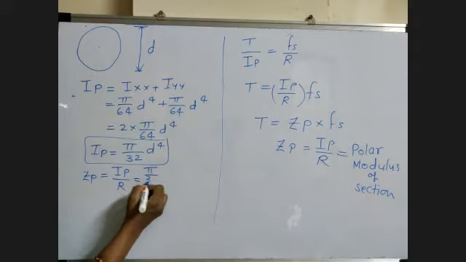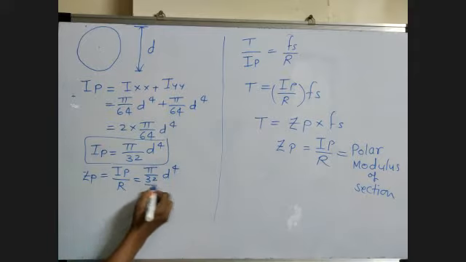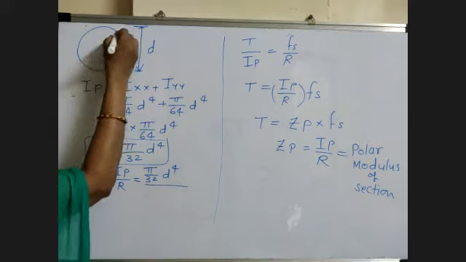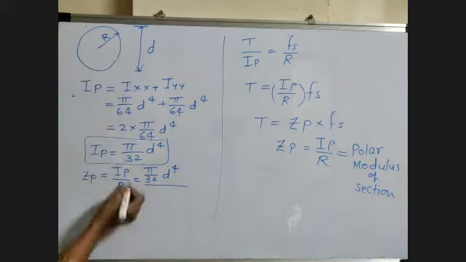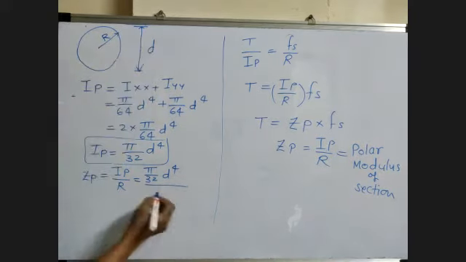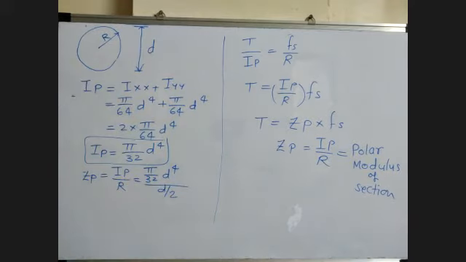That is pi by 32 d raised to 4. Now what about r? R is nothing but this radius. So instead of r, can we write in terms of d? That is d by 2. Instead of R, what can we write? d by 2.